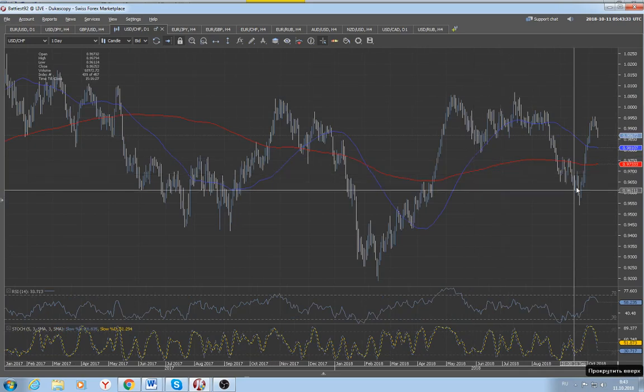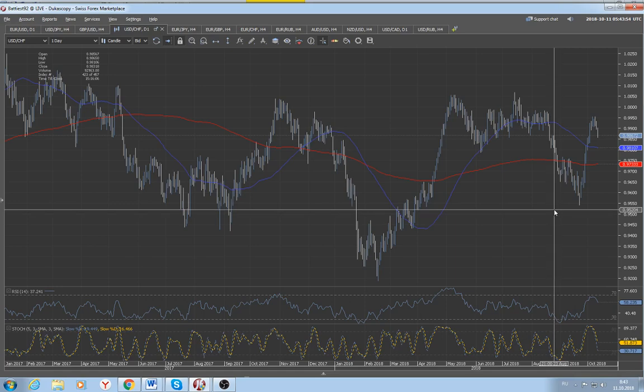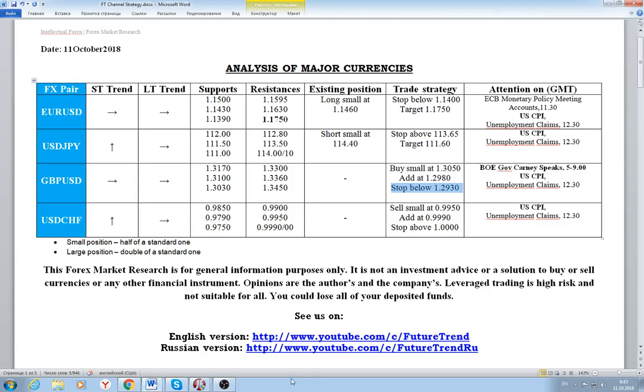Anyway, now the pair is trading around 0.9867. We will use a possible return to the level of 0.9950, 0.9990, where lies a line of stronger offers. We will use such an opportunity to establish fresh short positions in the currency with the stop above the parity level. For the moment that's all.